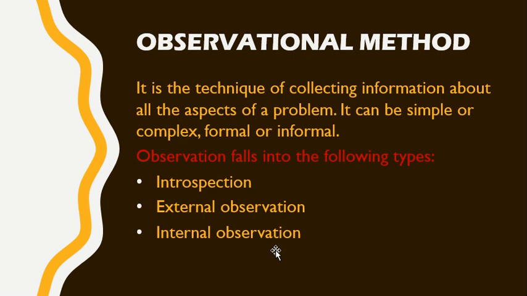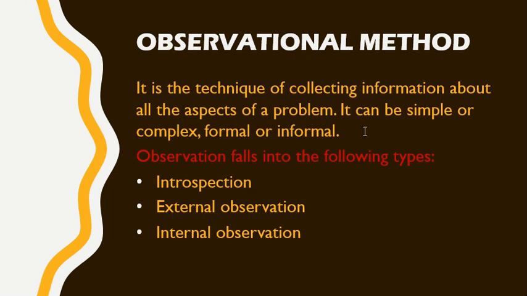Observation itself is not a method, we can say, but it plays a very important role in research methods. Observation helps us to gather information about different factors. Okay? Observation is the technique of collecting information. So, what is observation? It is the method of collecting information about all the aspects of a problem. Observation can be simple, it can be complex, or formal or informal. There are different ways of conducting observation.